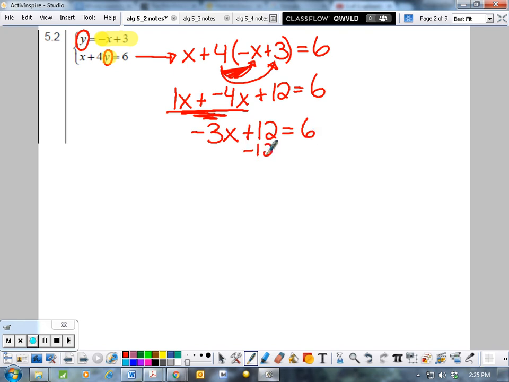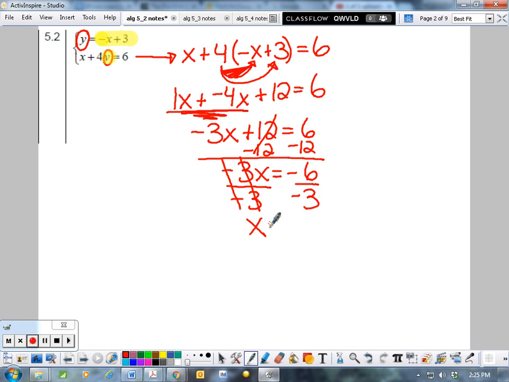I move the 12 to the other side. So now I have negative 3x equals negative 6 minus 12, which is negative 6. Now I get rid of the negative 3 by dividing, because those are side by side. That indicates multiplication. So the 3's cancel, the negatives cancel, so I have just x. And on this side, my negatives cancel, and 6 divided by 3 gives me 2.